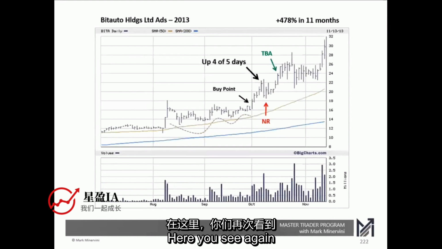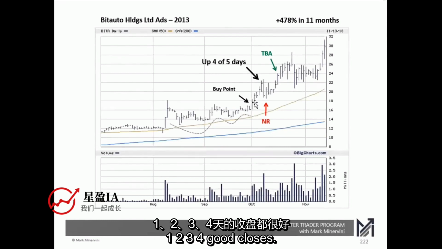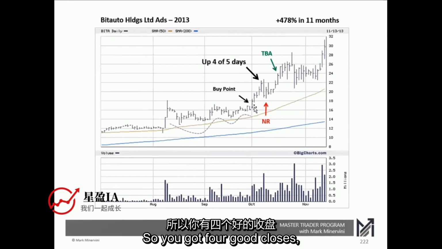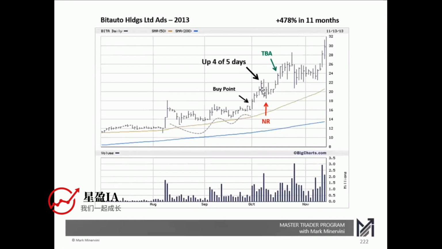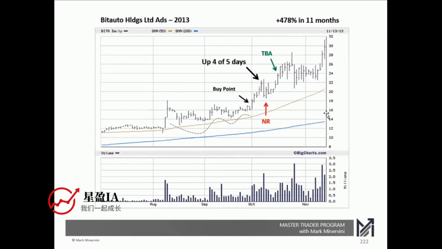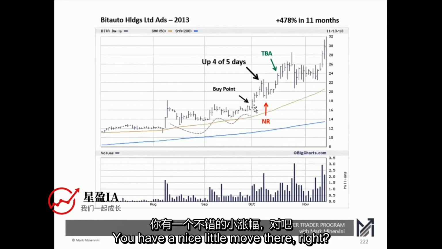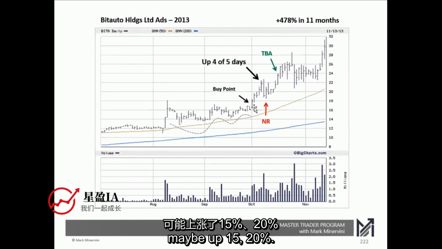So, okay, here you see, again, you break out 1, 2, 3, 4, 5 days. 4 out of those 5 days are up. Just this one day, 1, 2, 3, 4 good closes. So you got 4 good closes, 4 days out of 5 days up. That's excellent. That's great. So now we're out of the gate. We broke out. You might be tempted to take this profit. It's up, I don't know, $16, $17 up to $22. You have a nice little move there, right? Maybe you're up 15, 20%.